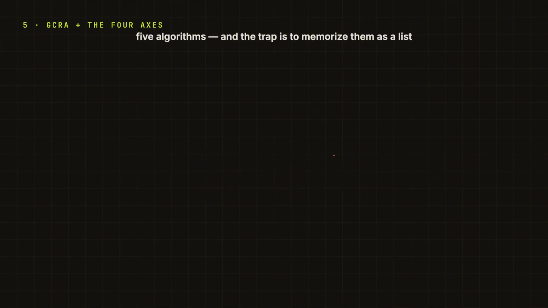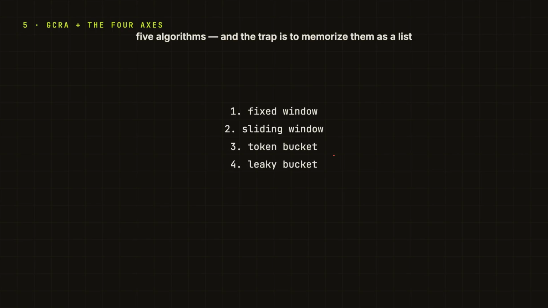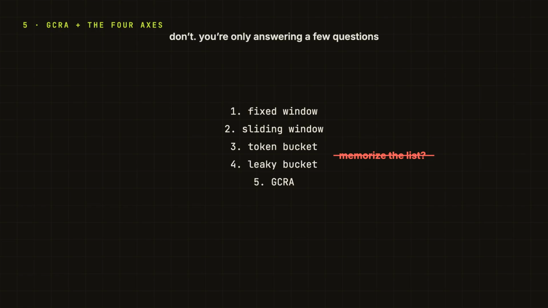Okay, so now we have got five of these: fixed window, sliding window, token bucket, leaky bucket, GCRA. And the trap every other explanation falls into is to hand you that as a list to go and memorize. Don't memorize them, because really you are only ever answering a few questions and the algorithm just falls out of your answers.